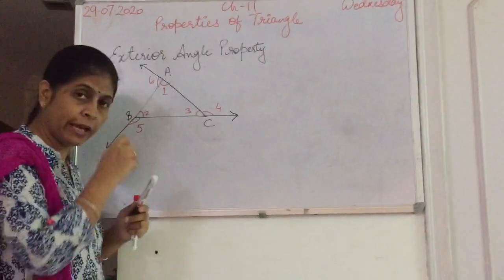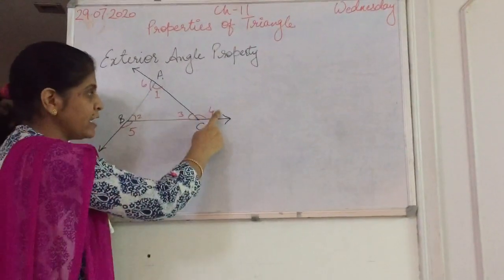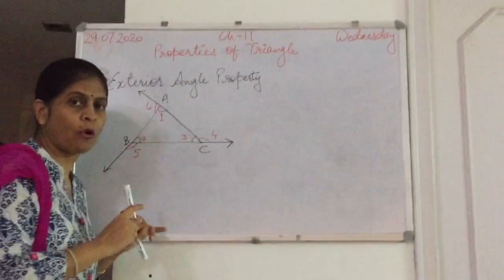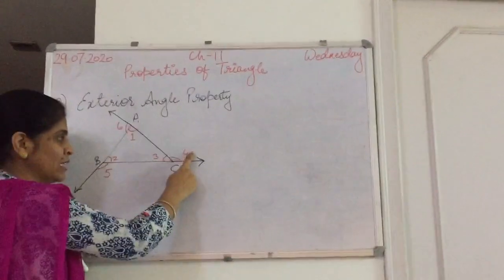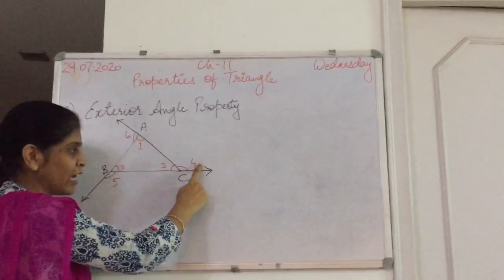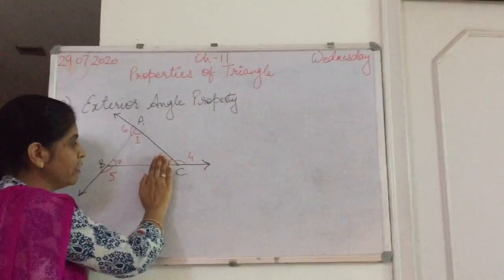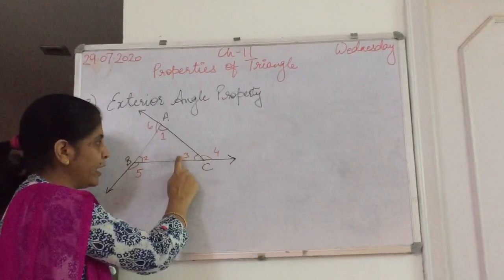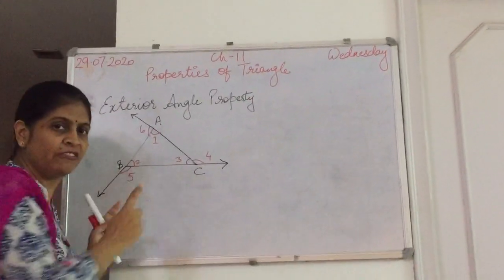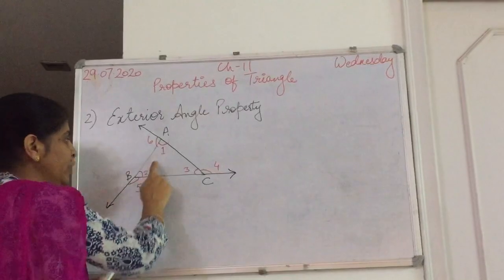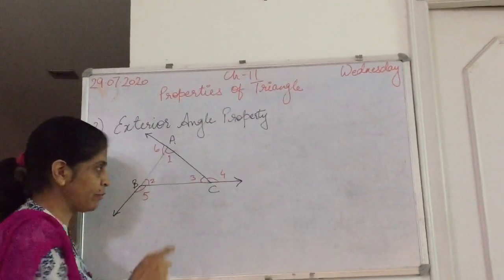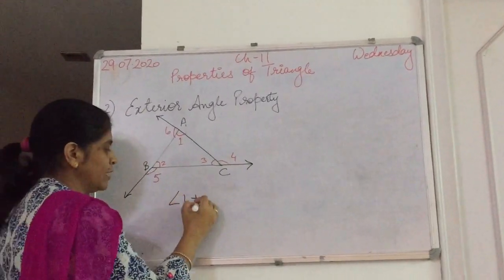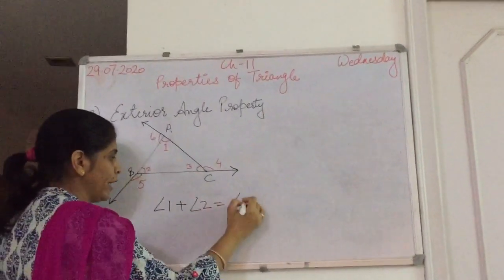First of all, the exterior angle property says that the exterior angle is equal to the sum of the interior opposite angles. Now students, this is angle 4 which is exterior, so we will not consider this 3 which is connected to 4. Apart from that, whichever are interior, we just add together, and it will be equal to 4. That means angle 1 plus angle 2 is equal to angle 4.